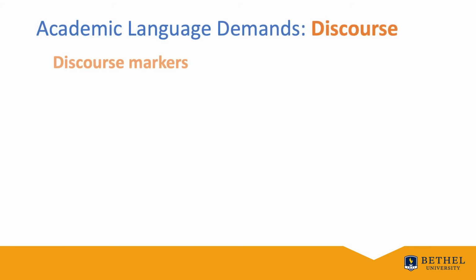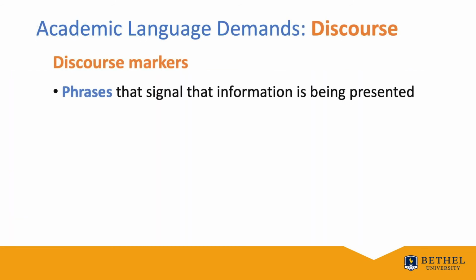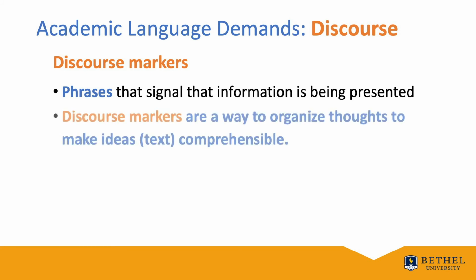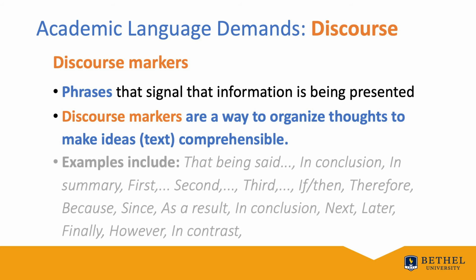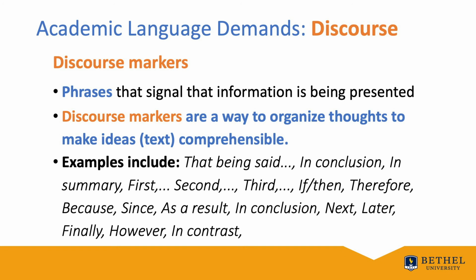To begin, discourse markers are phrases that signal that information is being presented. To continue, discourse markers are a way to organize thoughts that make ideas or text comprehensible. Next, examples include first, second, if then, therefore, as a result, next, however, while, and in conclusion.